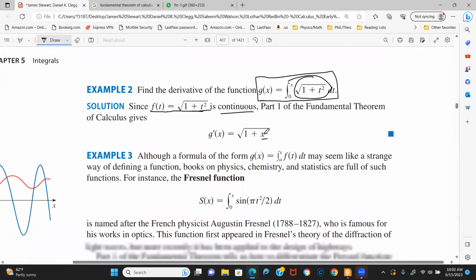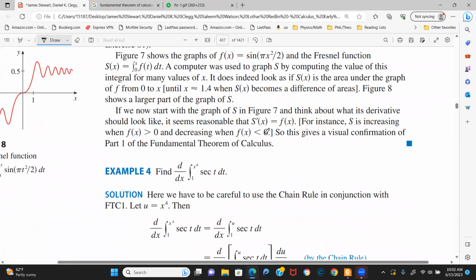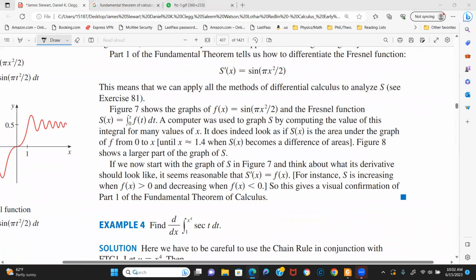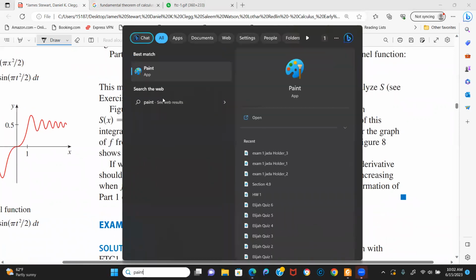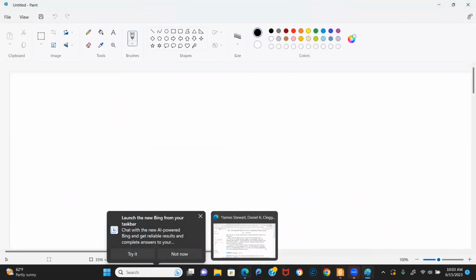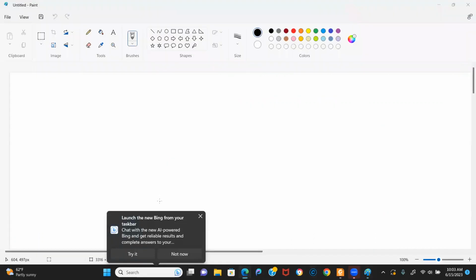All right, what about this one? This one is not so easy. So let me open up Paint. This is example 4. This one's a little trickier, so let's work through this step by step. We're in 5.3, I think. This is 5.3, on the fundamental theorem of calculus, and this is example 4.